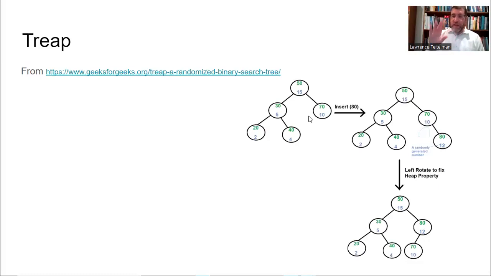So this is an interesting hybrid. That's why they call it a treap, right? It's a combination, a hybrid, if you like, of a binary search tree and a heap.